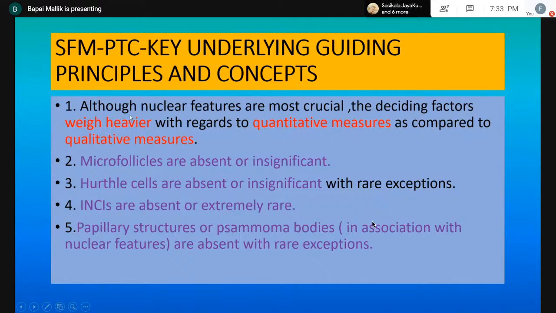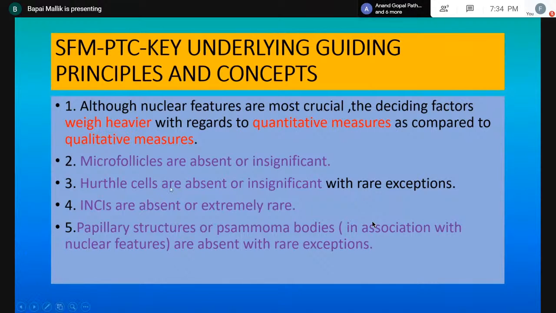Now, although understanding and appreciating the nuclear features are most crucial, the deciding factors weigh heavier with regards to quantitative measures as compared to qualitative measures. And we are going to see what that means. In these cases, microfollicles are absent or insignificant. So if you have a lot of microfollicles, it is not going to come under this particular category. Usually it doesn't come under this category. It goes under the category of follicular neoplasm, suspicious for follicular neoplasm, unless and until you are absolutely sure that you are dealing with a follicular variant of papillary carcinoma or NIFTP.